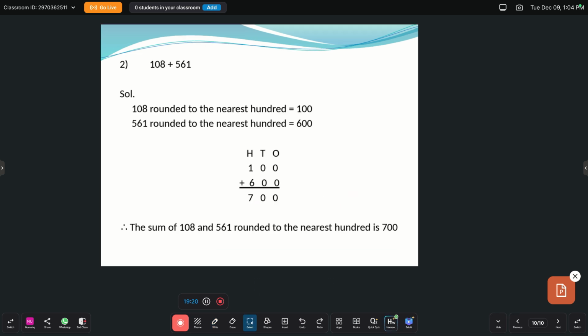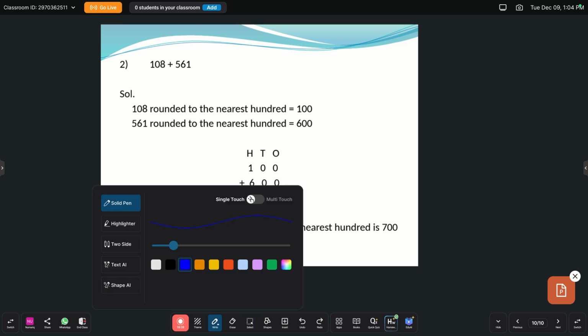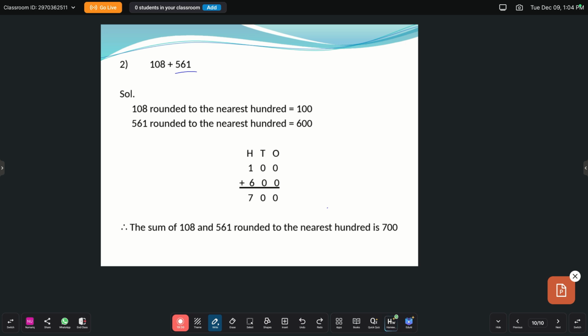Now we have the next part, 108, and the next number, 561. Now what do we have to do? We have to round these numbers to the nearest 100. First we will round these numbers to the nearest hundreds, and after rounding, we will add the rounded numbers. We will find the sum of the rounded numbers. Okay.